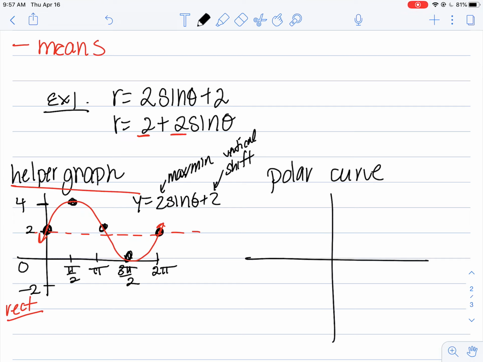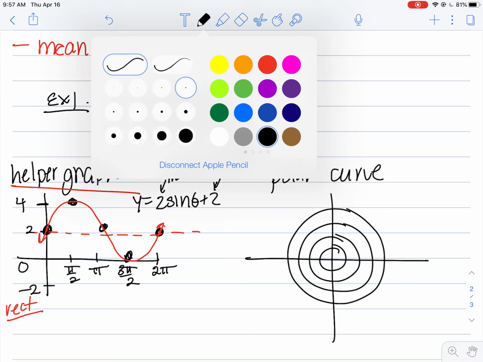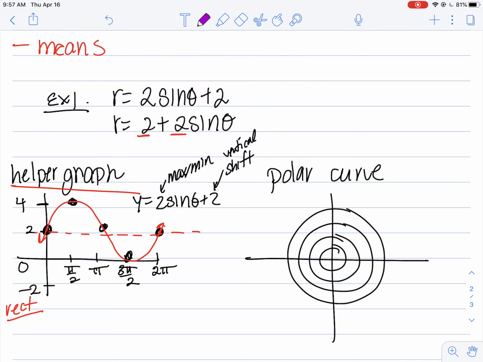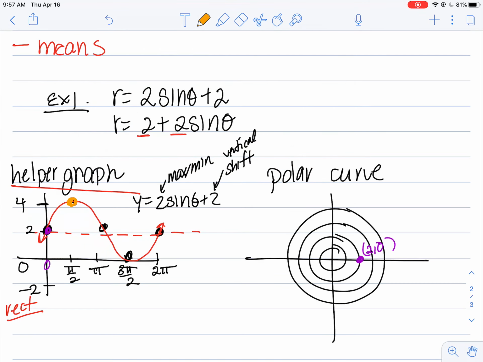All right, so I'm going to need at least 4 rings. And I'm going to start with the angles. So when theta equals 0, r is 2. Then I'm going to go to pi over 2, 4. So when it's pi over 2, I'm going to count four rings: 1, 2, 3, 4.